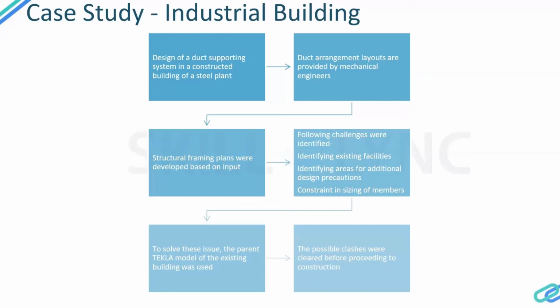So what we did is, we imported that model from Tekla Structures. Then we used that model to identify all those places where we could arrange our supporting system. Any place where we couldn't, we would go back to the mechanical engineer saying that, okay, you need to rearrange your duct, because you see this existing building has a bracing here. So this is the advantage of using this kind of software, this Tekla software.